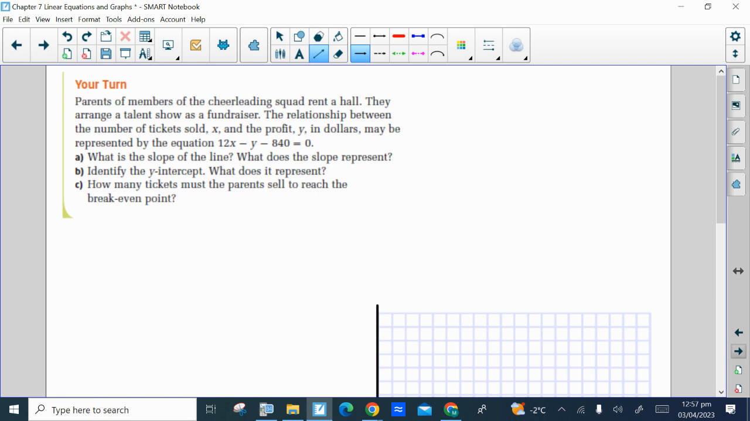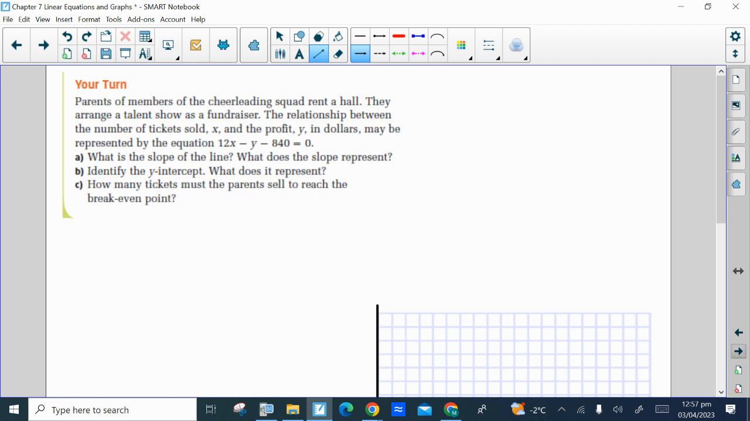They arrange a talent show as a fundraiser. The relationship between the number of tickets sold, which is X, and the profit Y can be represented by that equation. Is it a line, Stanley? Does that equation give us a line? How do you know? Brooklyn, how do you know? Okay, Jan? Because there's no exponents. That's how we know it's a line.